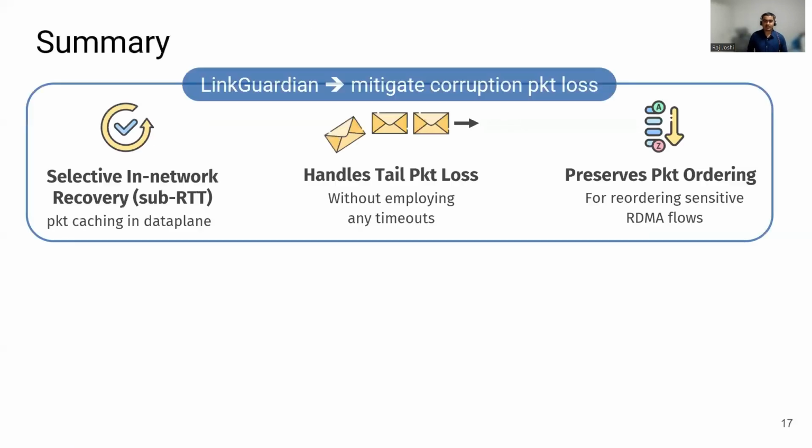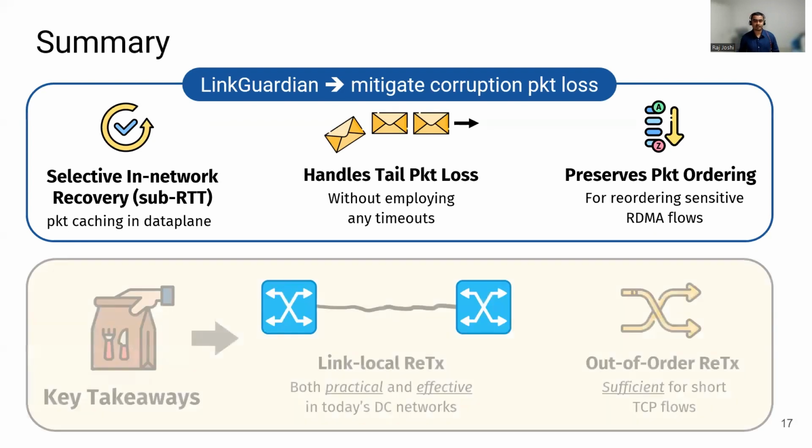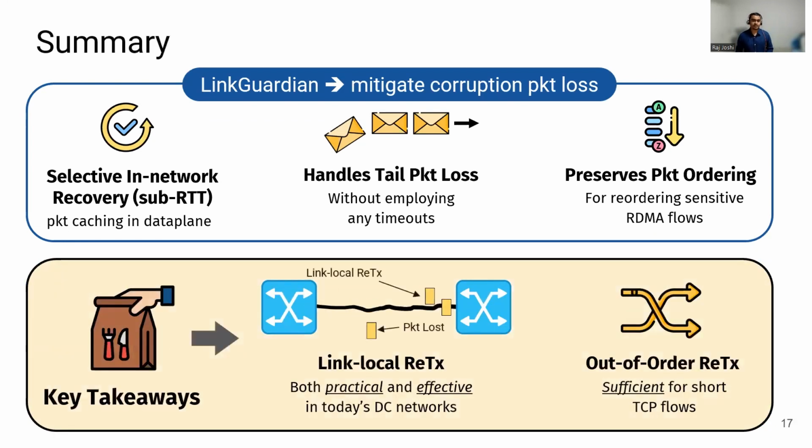To summarize, in this paper, we propose LinkGuardian to mitigate corruption packet loss by performing selective in-network recovery at sub-RTT timescales. LinkGuardian handles tail packet loss without employing any timeout, and it is able to preserve packet ordering for reordering sensitive RDMA flows. Overall, in this paper, we demonstrate that link local retransmission is both practical and effective in today's data center networks, and that out-of-order retransmission is sufficient for short TCP flows.